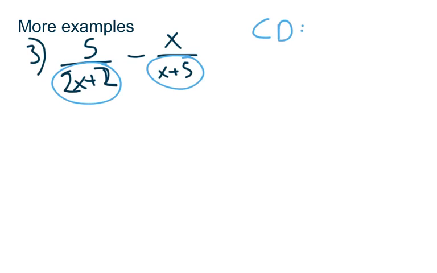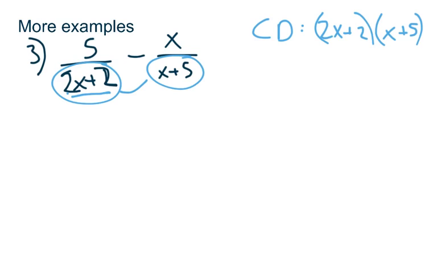I like to do that off to the side, where I write CD, common denominator, and I think about what that could be. Now, I notice that I could take a 2 out of here, but that doesn't do me any real good. Sometimes books, tests, whatever it might be, might try to sneak some numbers in there to throw things off, but that's not the case here. So I'm just going to have to multiply these two together. So my common denominator is 2x plus 2 times x plus 5.